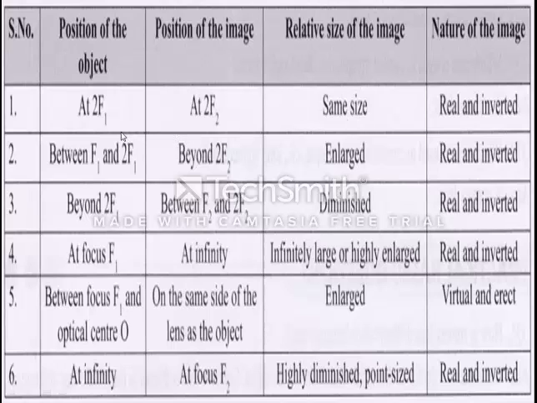When the object is at 2f1, the image is at 2f2, the size of the image is the same as the size of the object, and the nature of the image is real and inverted. Second, when the object is placed between f1 and 2f1, the image is formed beyond 2f2, and the size of the image is enlarged, meaning magnified, and the nature of the image is real and inverted. Third, when the object is beyond 2f1, the image is formed between f2 and 2f2, and the size of the image is diminished, meaning smaller than the object, and the nature is real and inverted.